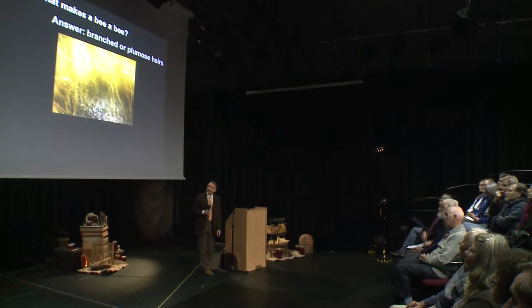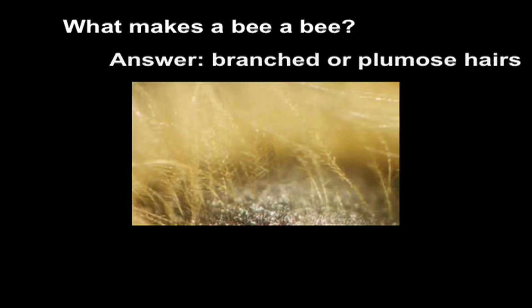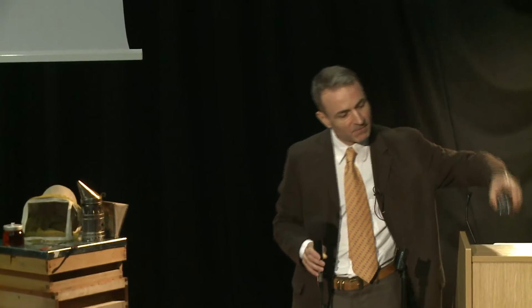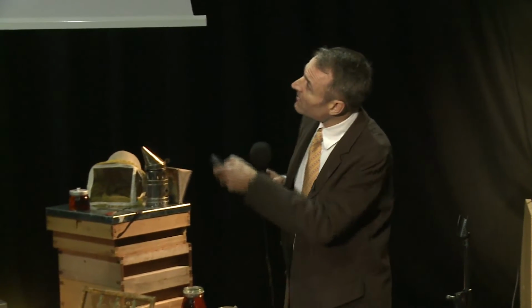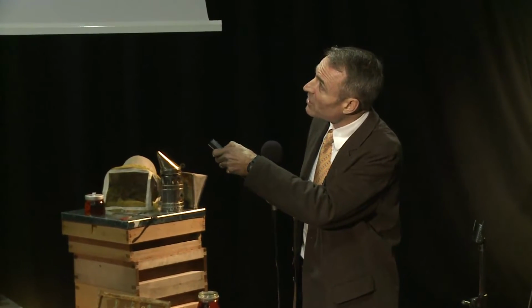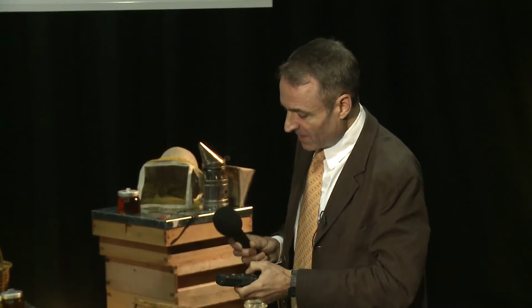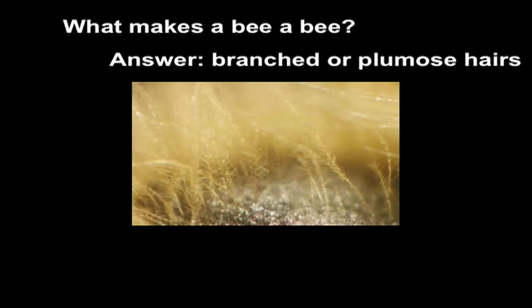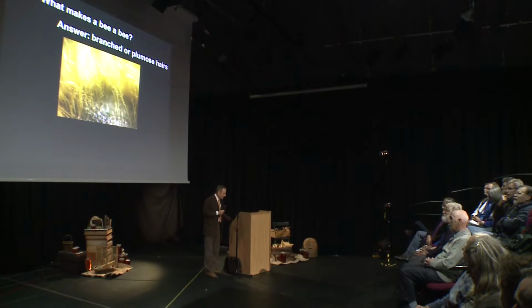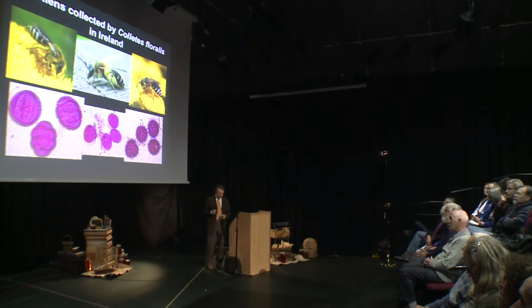The answer is an insect which contains branched or plumose hairs. And hopefully you can see here on this photograph of the thorax of the bee, it is covered in hairs which are branched, highly branched, and it makes it look furry. And that's because bees are adapted for collecting pollen.